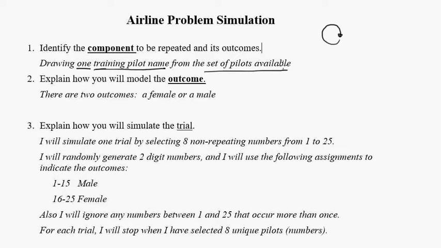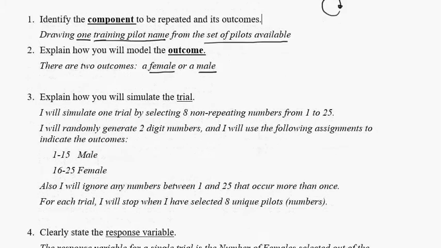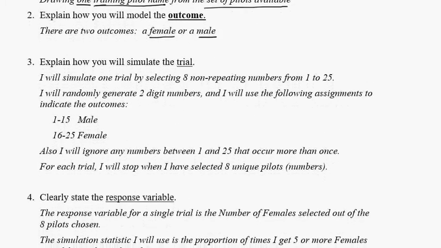Once we have the component, we look at it and say, if we do that, what are the outcomes? So the outcomes here are going to be either male or female. I should have said female or male, the way I have it written. There's no other outcomes.